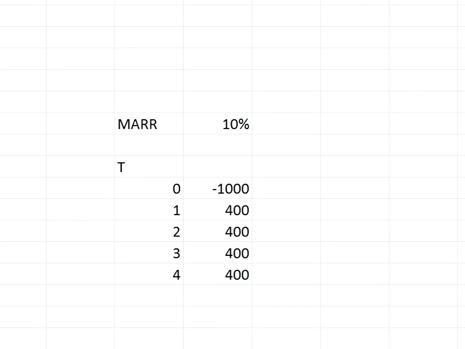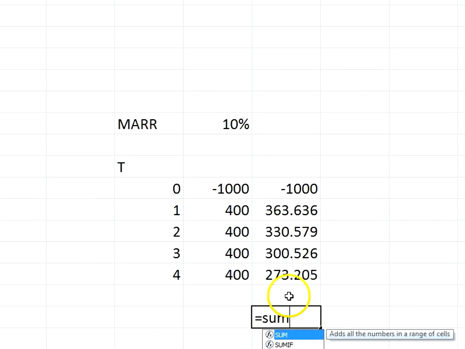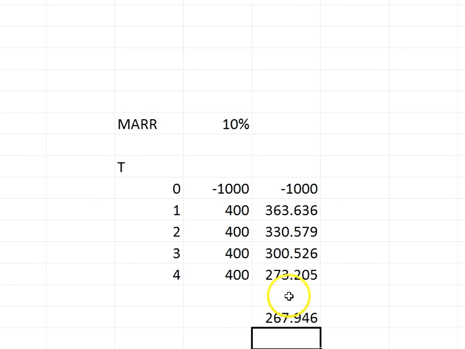We have here a project in which we have an initial investment of $1,000, and then we have 4 cash flows of $400 when the minimum attractive rate of return is 10%. We can compute the present worth as we have done before, dividing each one of the cash flows by 1 plus the minimum attractive rate of return, all raised to the t. We add all these cash flows together, and the present worth for this project is $267.94.